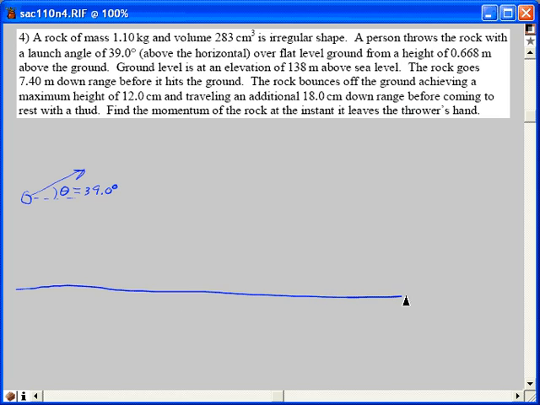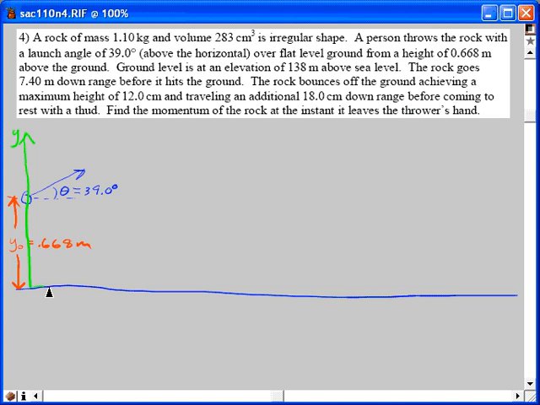So let's draw some flat level horizontal ground and indicate that the rock is up there at, I'll call that y0, 0.668 meters. So this is my reference level. In fact, I'm going to use a coordinate system that looks like this. I'll call this the x-axis. Upward, no, the y-axis. I'll go with y on that one.